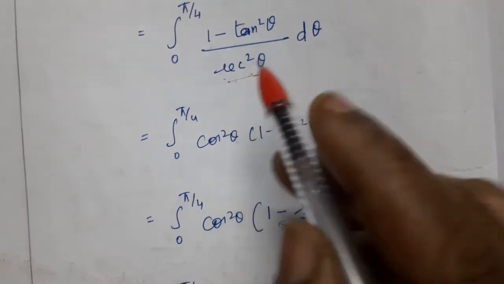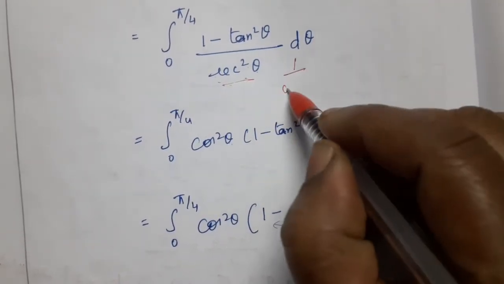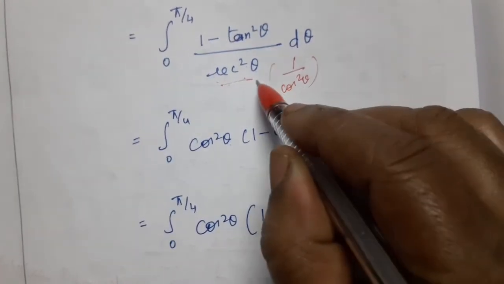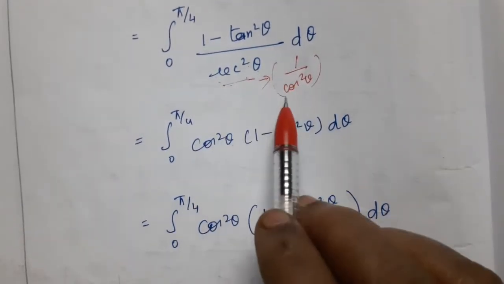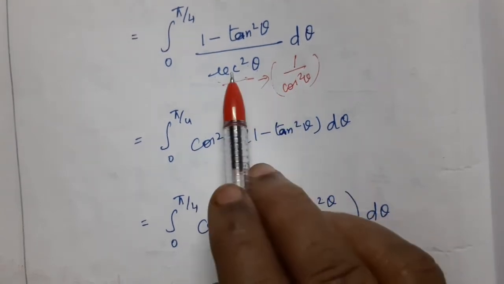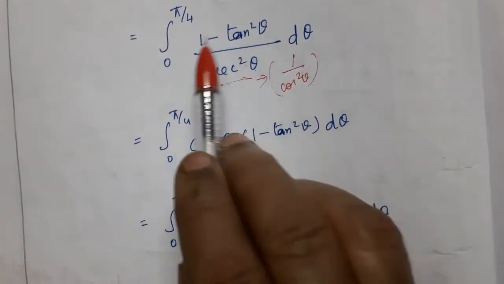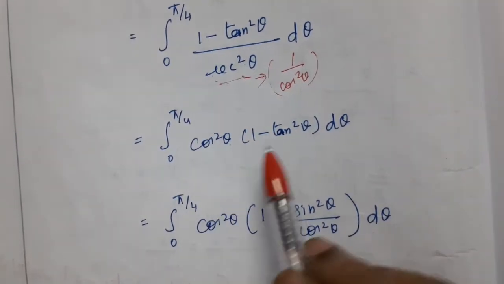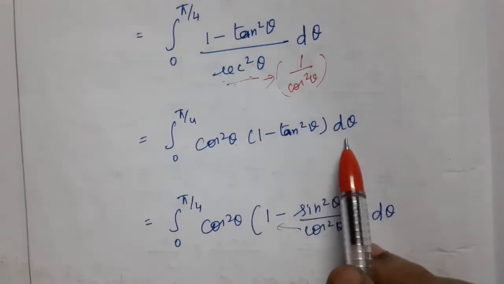This secant square theta is 1 by cos square theta. It goes to the numerator. It will become cos square theta. Secant square theta rewrite as 1 by cos square theta, it goes to the numerator to become only cos square theta into 1 minus tan square theta into d theta.